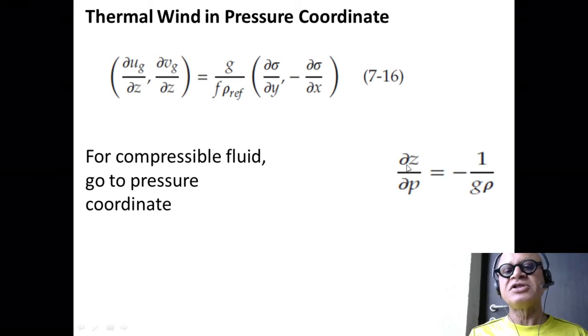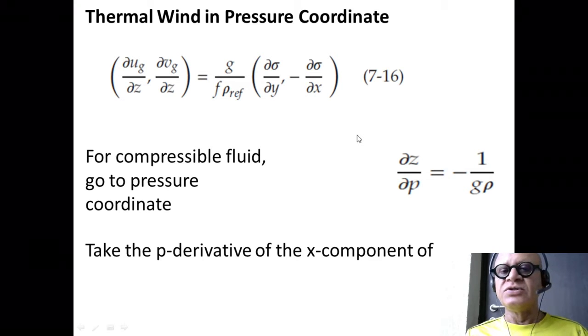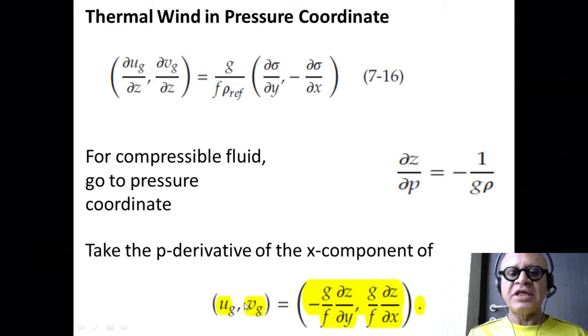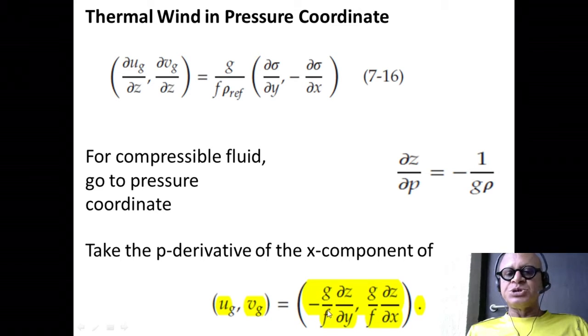So we flip it. Instead of writing dp dz equals minus rho g, we say dz dp equals minus 1 over g rho, where rho is rho ref plus sigma, right? So take our geostrophic equations in the pressure coordinate, which you had written before as minus g over f dz dy. Remember, dp dx dp dy can be converted to dz dx dz dy in the pressure coordinate.